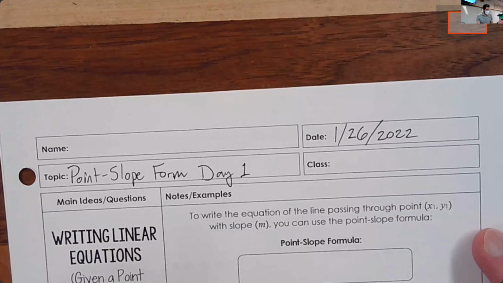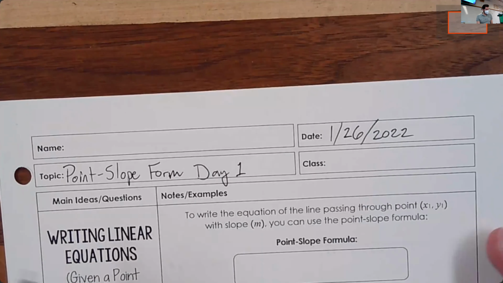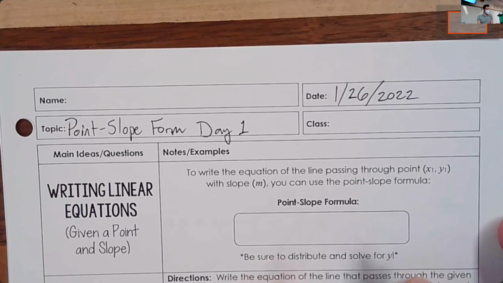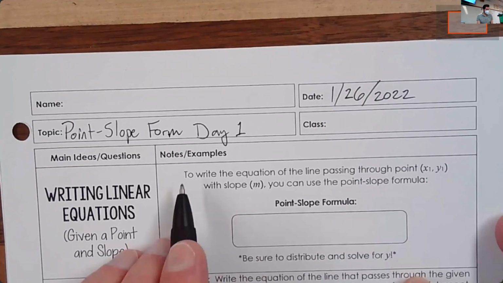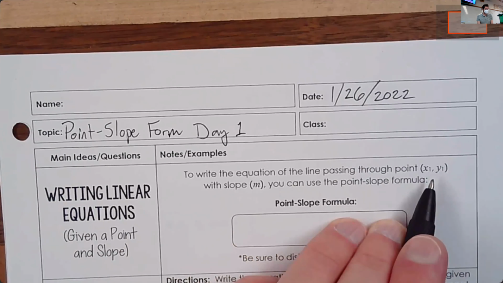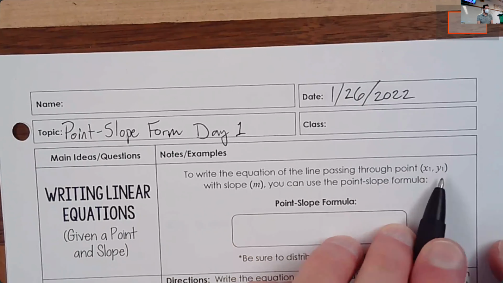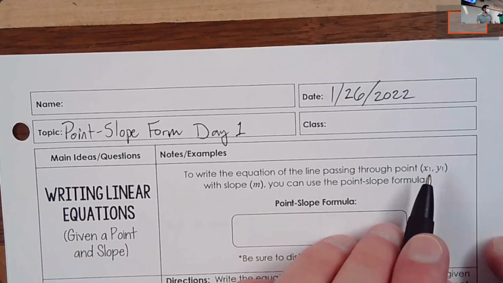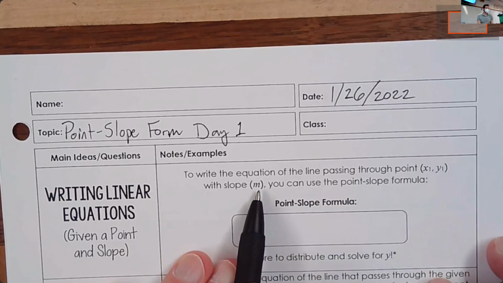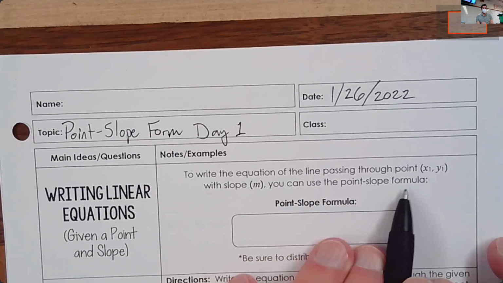So let's dive in. It says, writing linear equations given a point and the slope. So that's the whole name here. Given the point and a slope, point-slope form. To write the equation of a line passing through a point x1, y1, so it's just passing through a specific point on a line. That's why the 1 is there. It's not just a random x, y, it's a specific x1, y1, with a slope of m. We're still using m for slope, thank goodness, we didn't change that. You can use the point-slope formula.